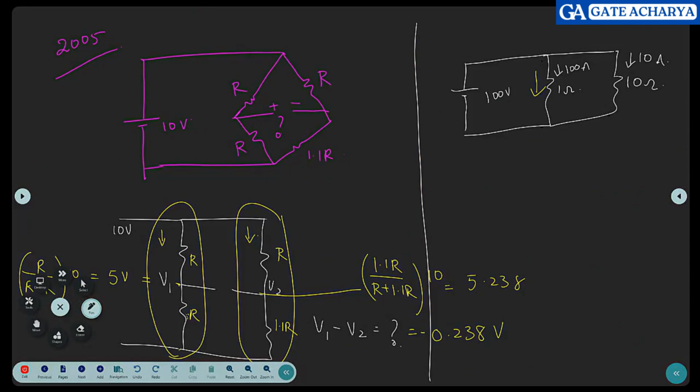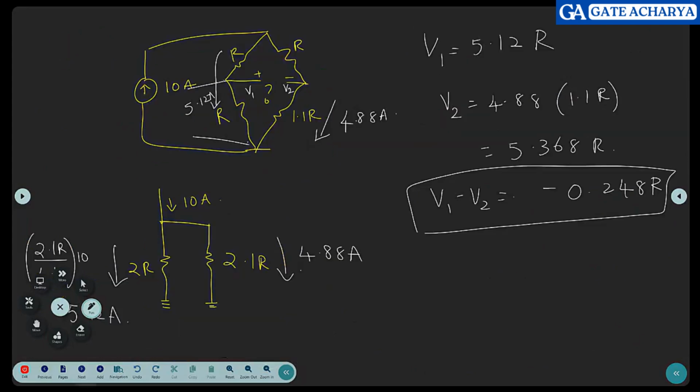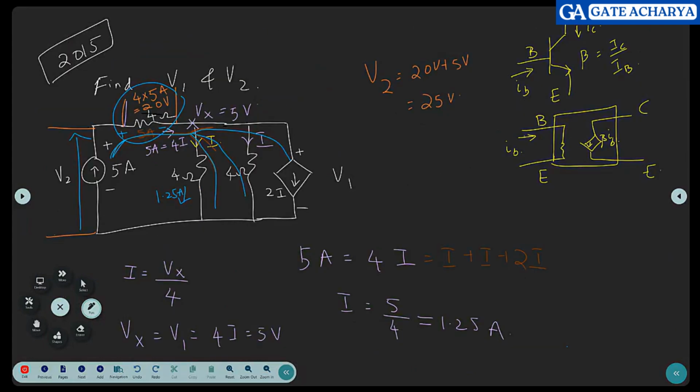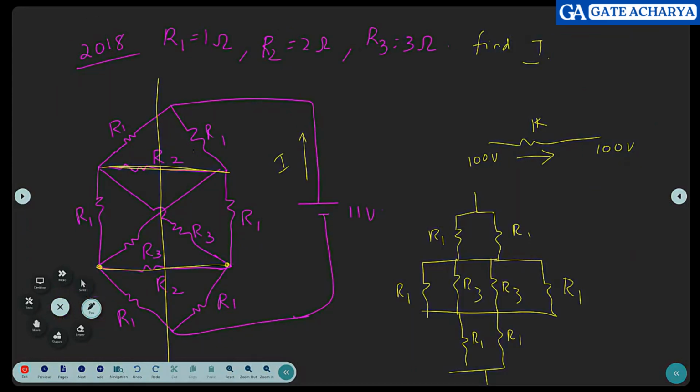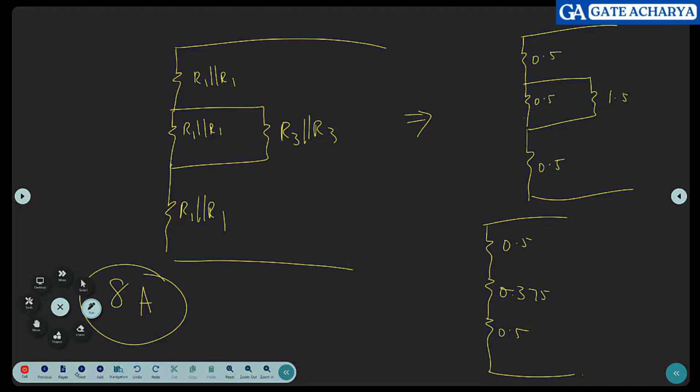And then bridge circuits. Whenever the bridge is balanced, you are going to get 0 volts. Here it is an unbalanced bridge, so you are going to get some voltage. We use KCL here. Dependent sources. How do you handle dependent sources? Another problem on dependent source. A balanced bridge. Use that idea.